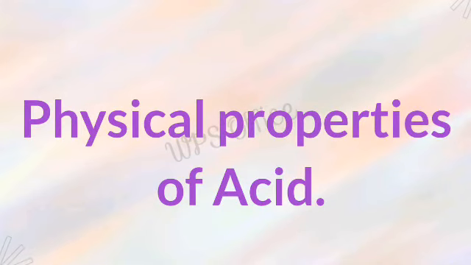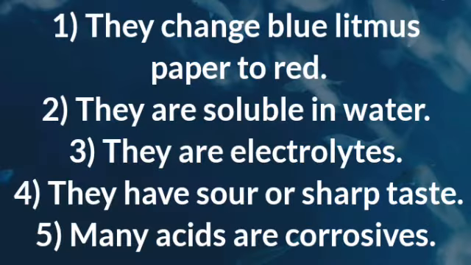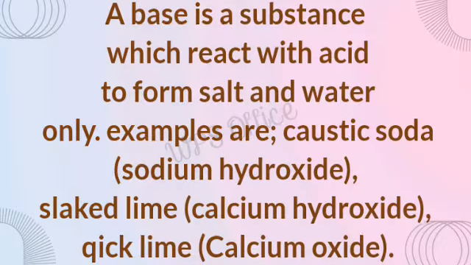Now, physical properties of acid. 1. They change blue litmus paper to red. 2. They are soluble in water. 3. They are electrolyte, meaning they can conduct electricity. 4. They have sour or sharp tastes. 5. Many acids are corrosive, meaning they are dangerous.